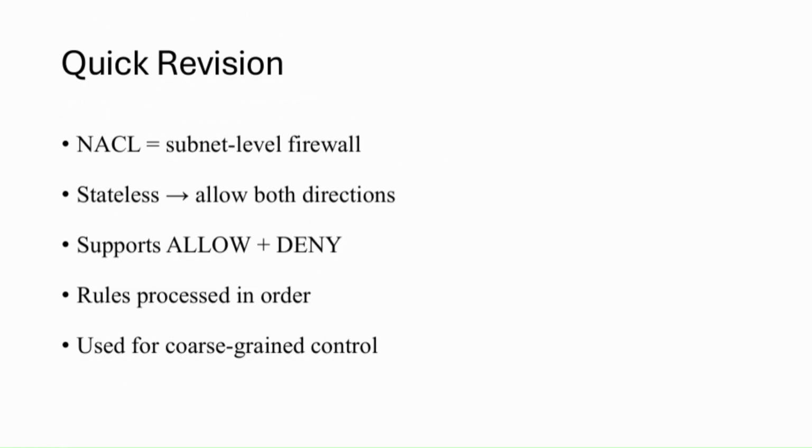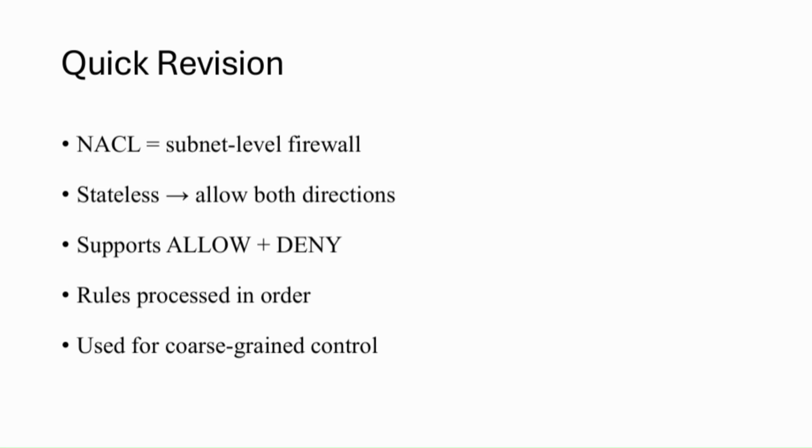Let me quickly remind you about all the important points we learned. Number one, NACL is a subnet level firewall. It protects all servers in a subnet together. Number two, NACL is stateless. It forgets things. You must allow both request and response traffic. Number three, NACL supports both allow and deny. You can allow or block traffic.